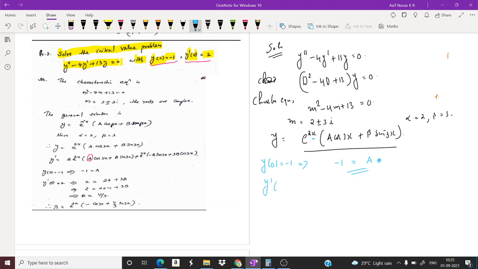Similarly, I want to find out y dash of 0. So we already know y of x. Then what is y dash of x? If I find the y dash of x, this is the answer. Minus 2 e raised to 2x times A cos 3x plus B sin 3x, plus its derivative. I am not going to do that. So we get 3B equal to 4, B equal to 4 by 3. Then our solution becomes y equal to e raised to 2x times minus cos 3x plus 4 by 3 sin 3x.